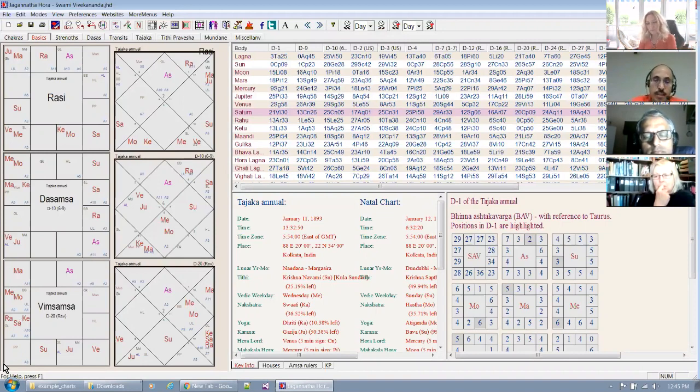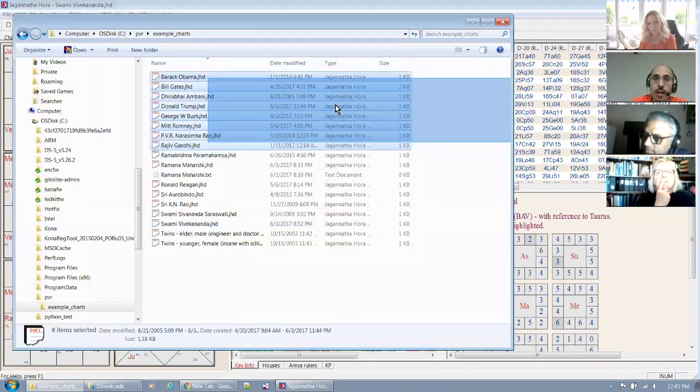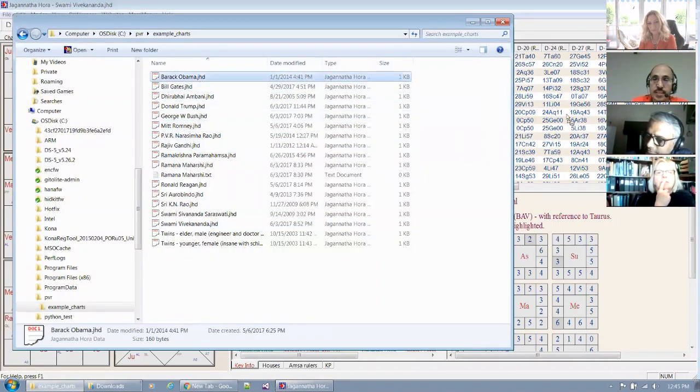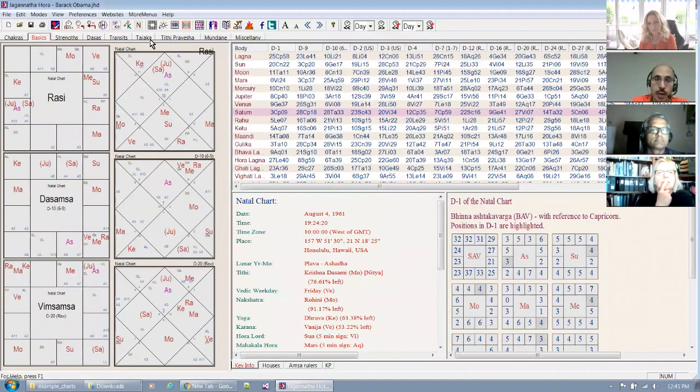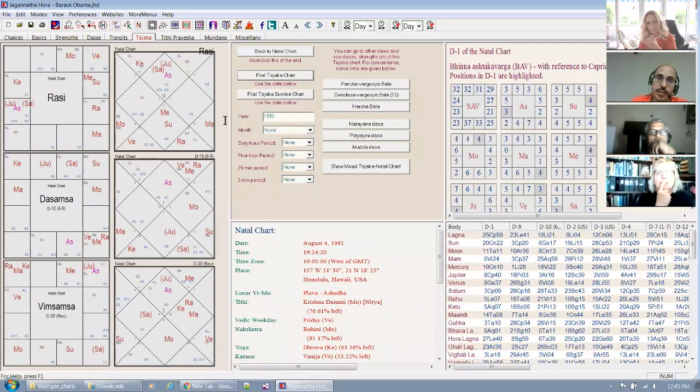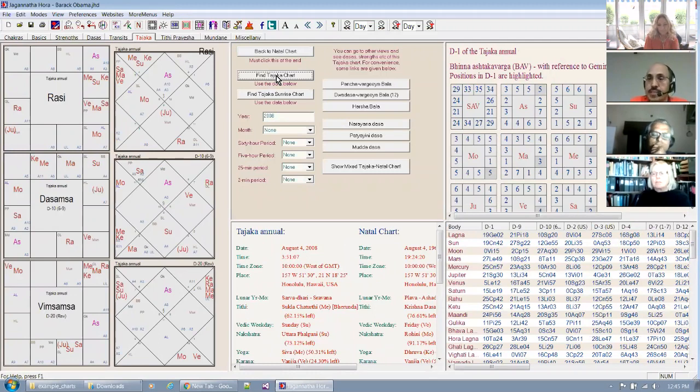And let's quickly look at Barack Obama. So let's take the 2008 annual chart. He was born in August, and the elections were after that. So we'll see the same year, not the previous year. Because if the event is before your birthday that year, you have to see the previous year. So let's see the 2008 annual chart, and let's take D10.